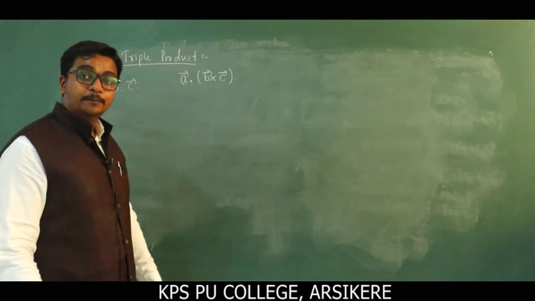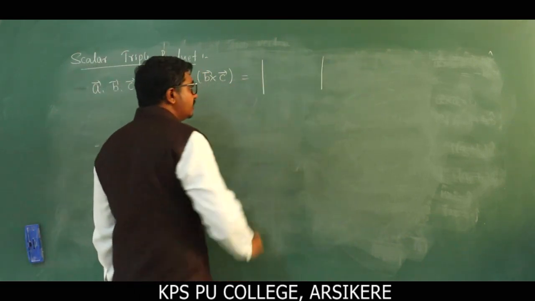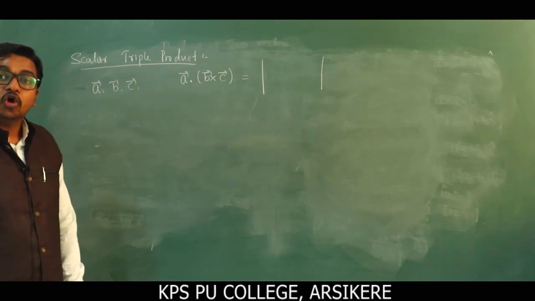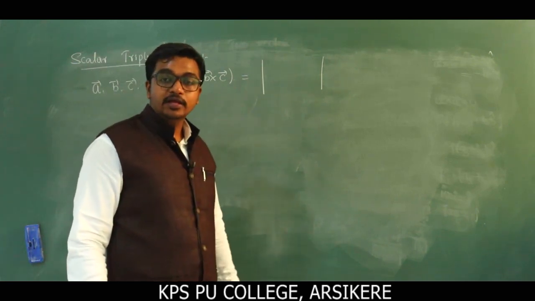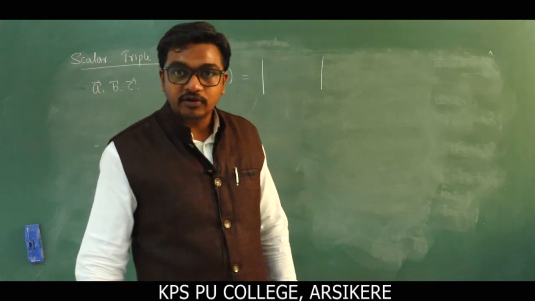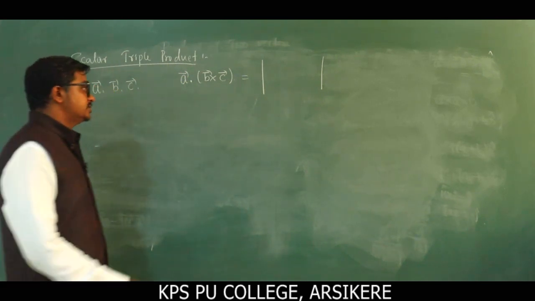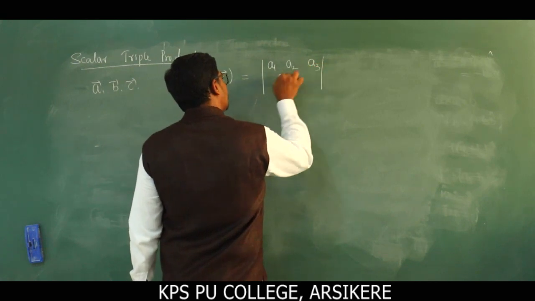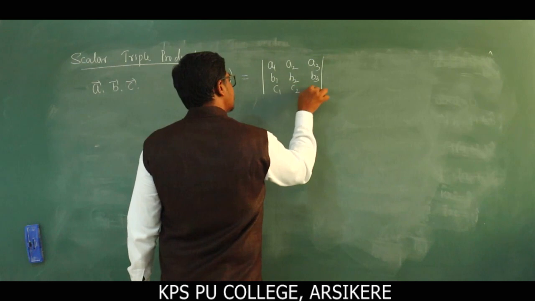Vector a dot b cross c is equal to a determinant of order 3 cross 3. The first row is the scalar components of vector a, the second row is the scalar components of the second vector, and the third row is the scalar components of the third vector. These are a1, a2, a3, b1, b2, b3, c1, c2, c3.